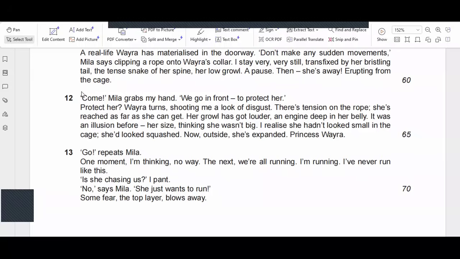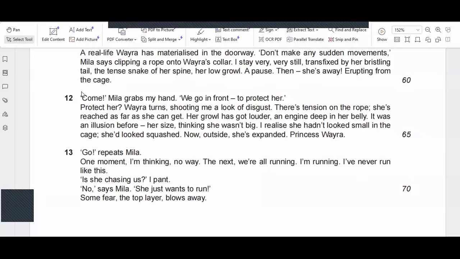Princess Vira. Go, repeats Mila. One moment, I'm thinking, no way. The next, we are all running. I am running. I have never run like this. Is she chasing us? I pant. No, says Mila. She just wants to run. Some fear, the top layer blows away.